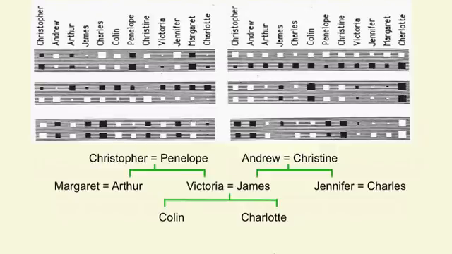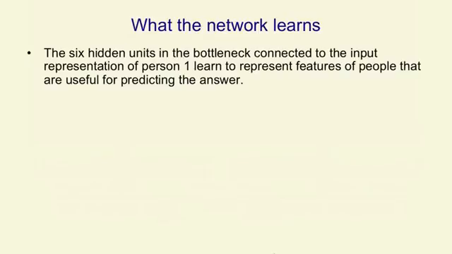Again, that's a very useful feature to have for predicting the output person, because if you know it's a close family relationship, you expect the output to be in the same branch of the family tree as the input. So the networks in the bottleneck have learned to represent features of people that are useful for predicting the answer. And notice we didn't tell it anything about what features to use. We never mentioned things like nationality or branch of family tree or generation. It figured out that those are good features for expressing the regularity in this domain.